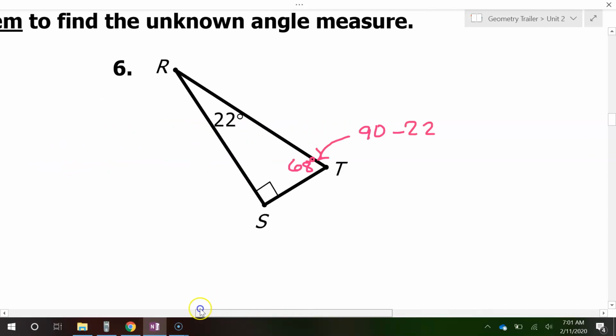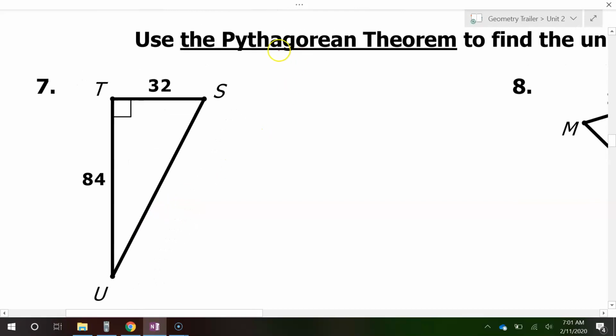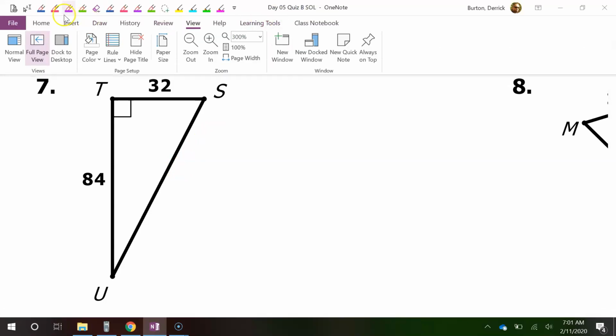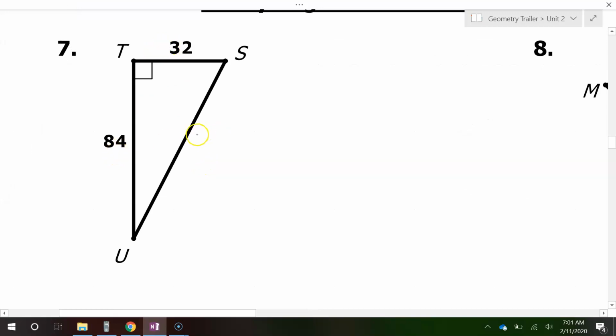All right, how about number 7? Okay, they're letting us know we're going to be using the Pythagorean Theorem for this problem, but we should have known that anyway, right? Because anytime you have two sides and you're looking for the third side, that's going to be the Pythagorean Theorem. So a squared plus b squared equals c squared. Make sure that the c part is the hypotenuse. So we have to do 84 squared plus 32 squared equals x squared. Make sure that the one that's by itself is always the hypotenuse.